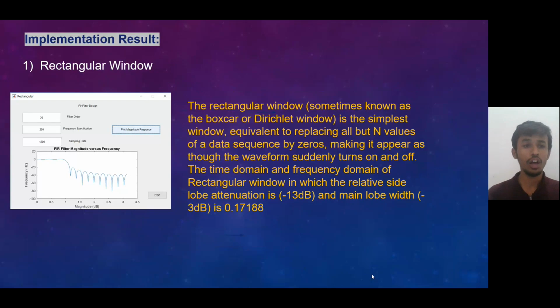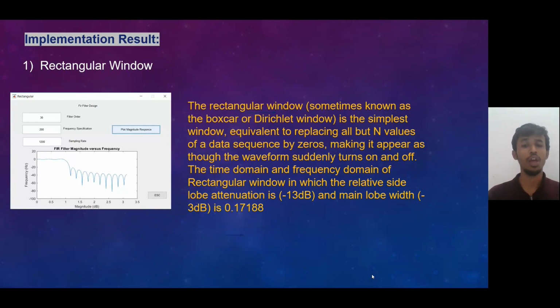Here we are done with some basics about filters and introductions about our topic. Now we are here to show our implementation results. We did the implementation using the MATLAB GUI. Firstly, we are discussing rectangular window implementation using FIR filters. A rectangular window is also known as the Dirichlet window or boxcar.